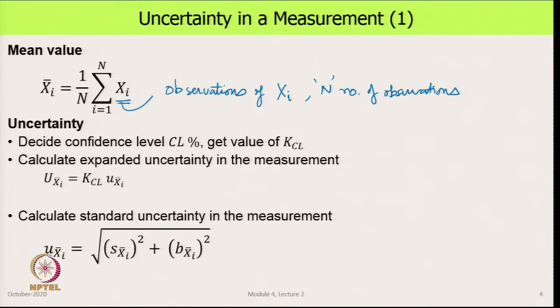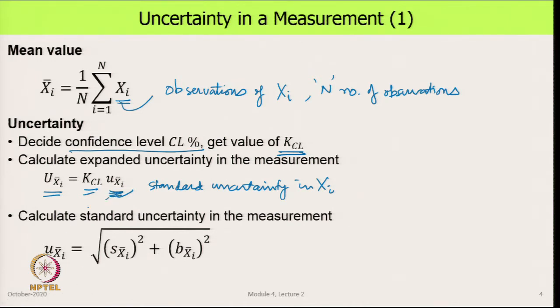For calculating the uncertainty, we have to beforehand decide at what confidence level we want to tell the uncertainty. And from tables, we get the value of the constant k CL. Then we go backwards and we say that the expanded uncertainty in each measurand is k CL times the standard uncertainty in xi. So, now our objective is how do I calculate u xi.